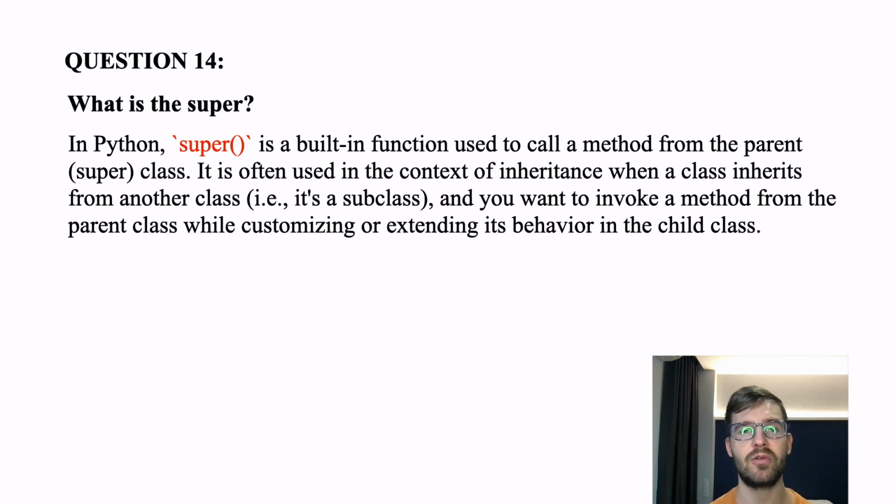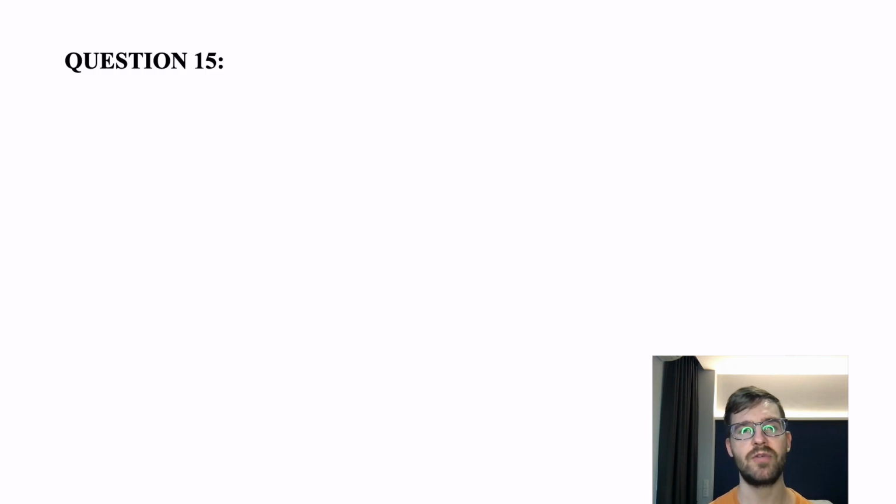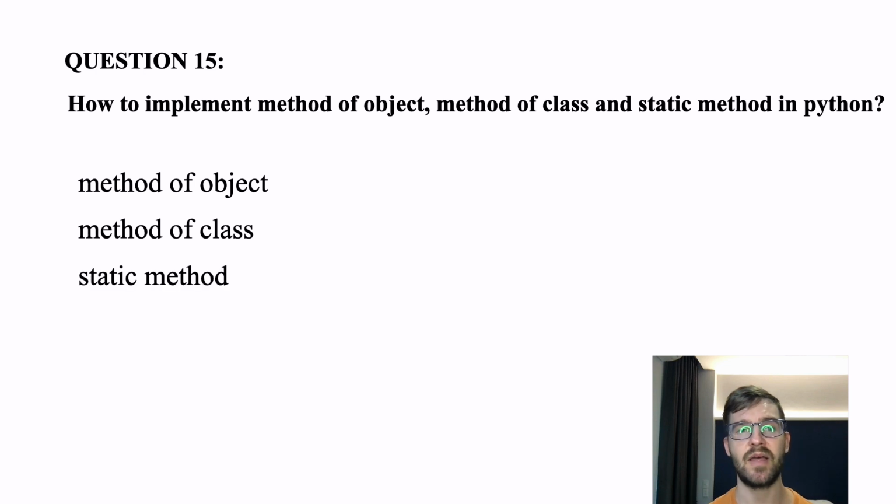You can see an example on your screen where we define class Animal and class Dog. Class Dog is a subclass of class Animal, and you can see there is a method speak which is extended in the Dog class. Question number 15. How to implement method of object, method of class, and static method in Python, and their differences. In Python, you can implement 3 types of methods in a class: instance method, class method, and static method.